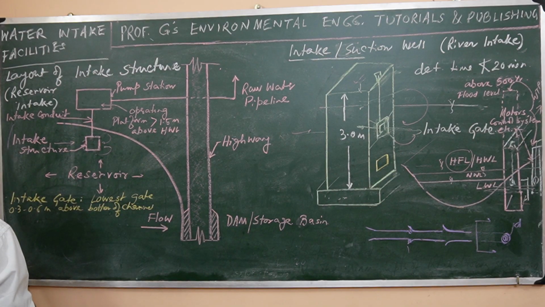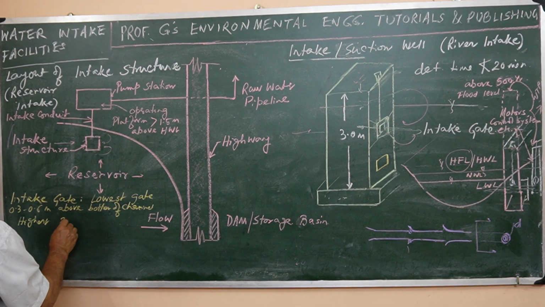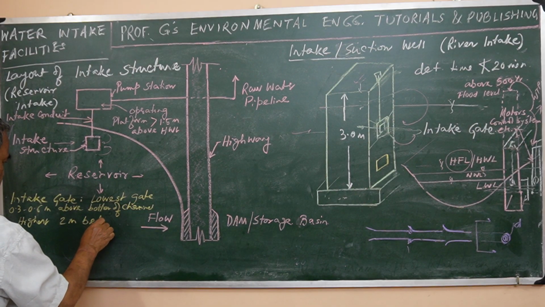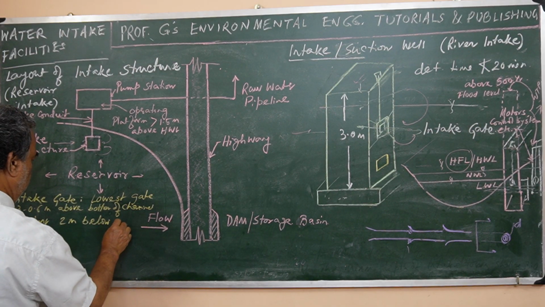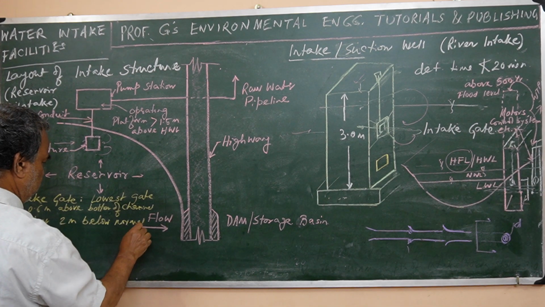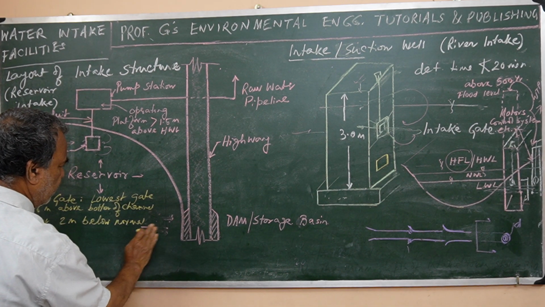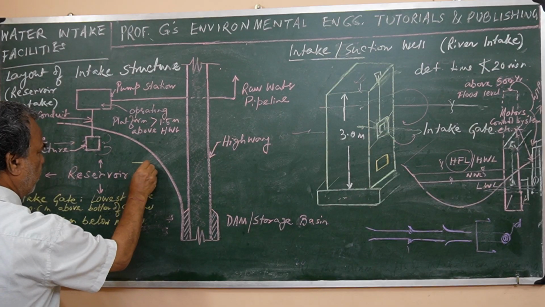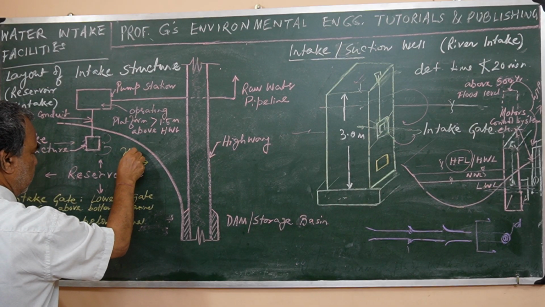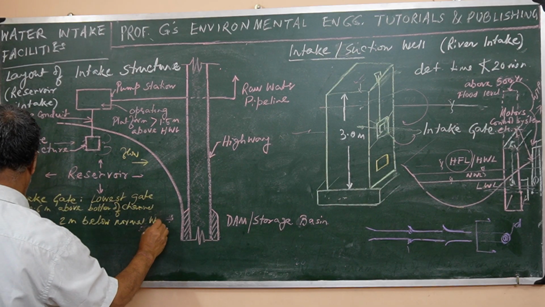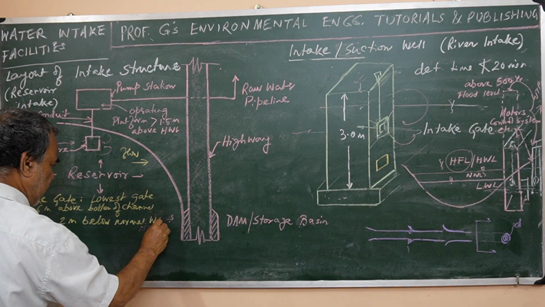The highest gate should be set 2 meters below the normal water level. I am erasing this part and showing the flow here, with the normal water level.